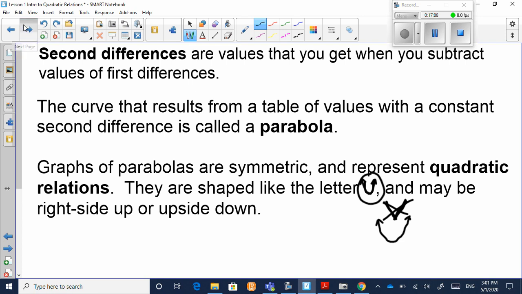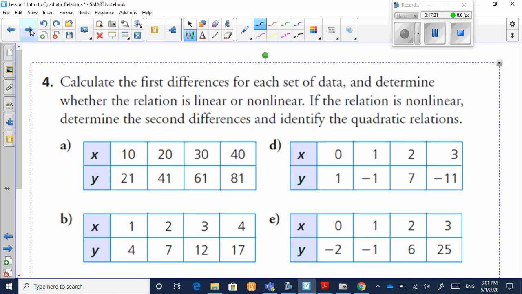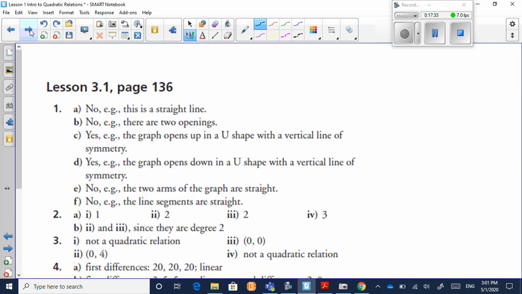Okay, your homework is page 136 and 137, number 1 and 4. I've put them on here. Which of these graphs appear to represent a quadratic relation? So think about some of the things we've said. Then it says calculate the first differences for each set of data, determine whether they're linear or nonlinear, and then calculate your second differences to see if they're quadratics. The answers to those questions are right here as well, so please double check those.